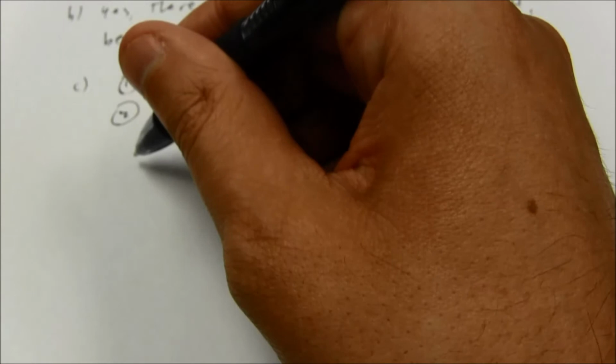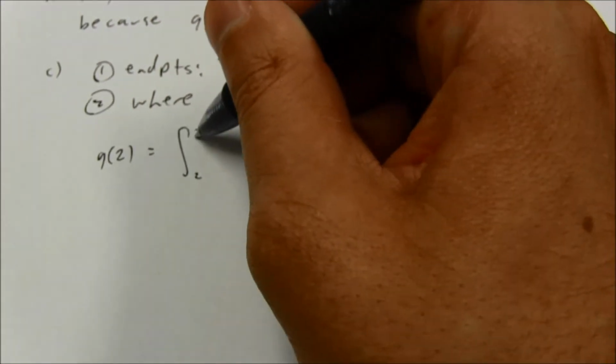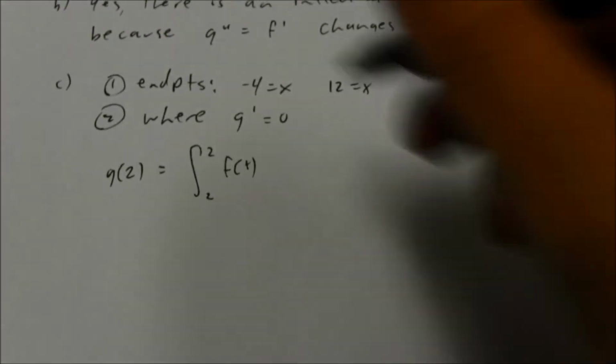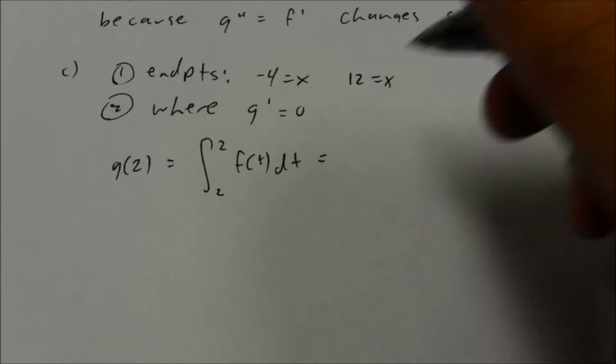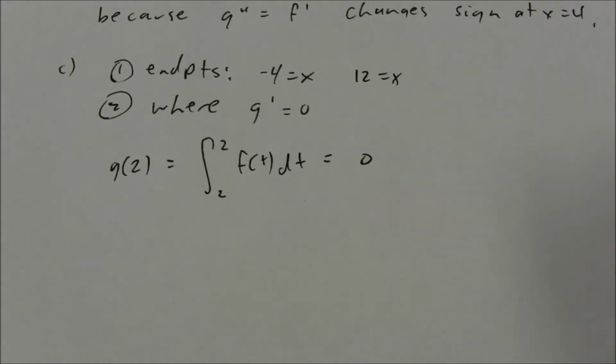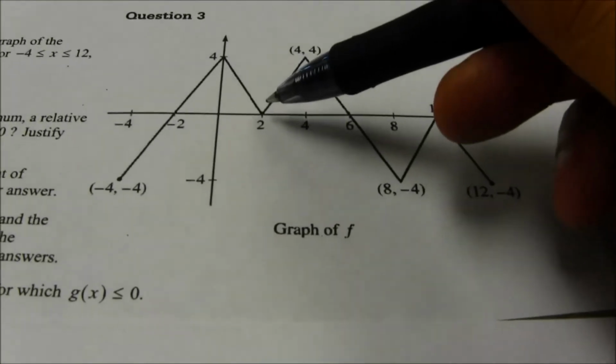I'm going to try to find g of 2 first. G of 2 should be very easy because g of 2 is just going to be the integral from 2 to 2 of function f of t dt. And of course there is no change there, so that integral should just be 0. So that's g of 2. So that's what's happening there at 2 for function g.